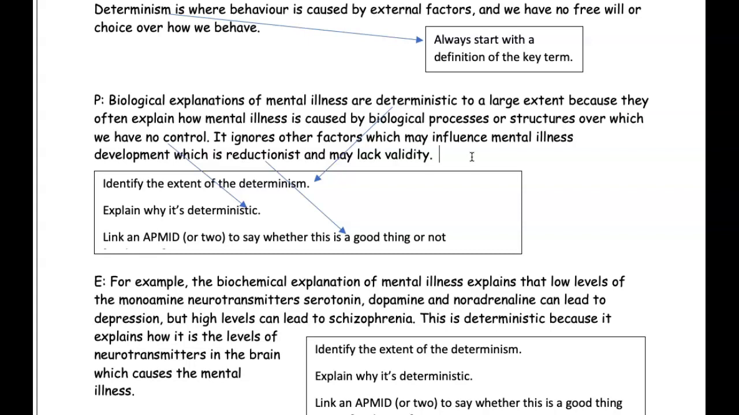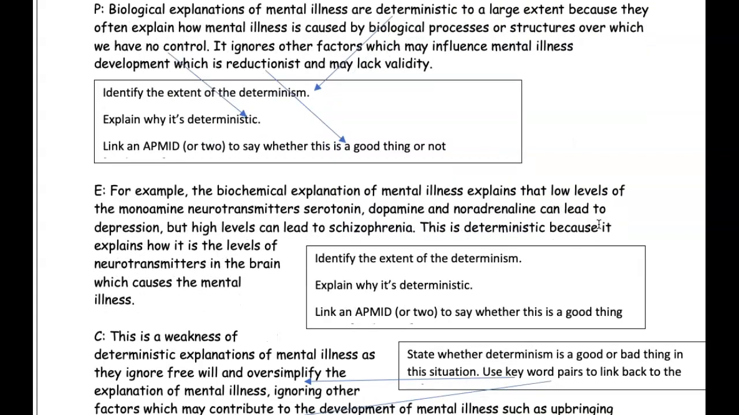We're saying no, it's not a good thing, because deterministic explanations tend to ignore other factors apart from internal or external factors, whatever they're claiming for the cause of mental illness. And if they are therefore reductionist, they may lack validity. Okay, see how we've linked an APMID to it. That, like I say, is probably the most important bit. We have to get that bit right.